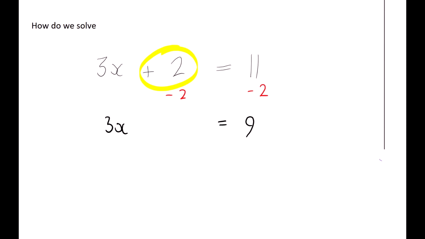Now, I want x by itself. I've got x being multiplied by 3, so I'm going to divide both sides by 3. And if I do that, I get x equals 3.